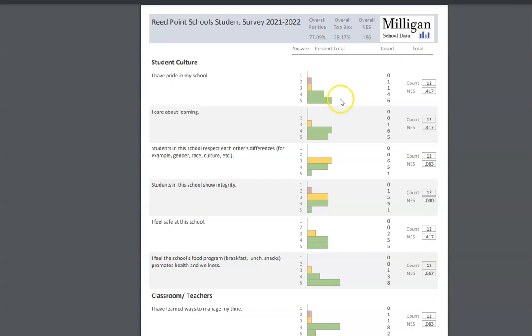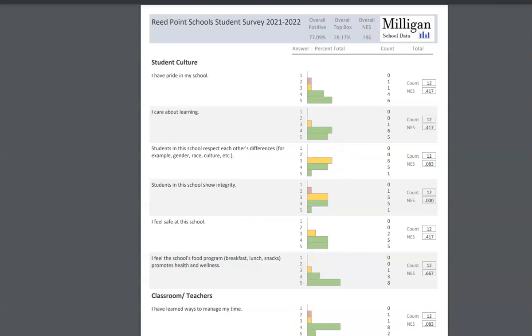And so we look at those two values for every one of these questions and compare them to the entire survey's top box and percent positive. In this survey, this school had 28% of all of the responses across all of the questions were 5s, and 77% of all of the responses across all of the questions were 4 or 5. And so when you take those two values for each question and compare it to the values of the overall survey, you can break all of these questions into 4 different categories.